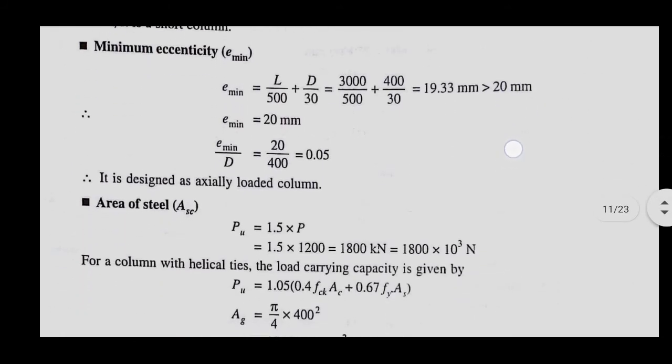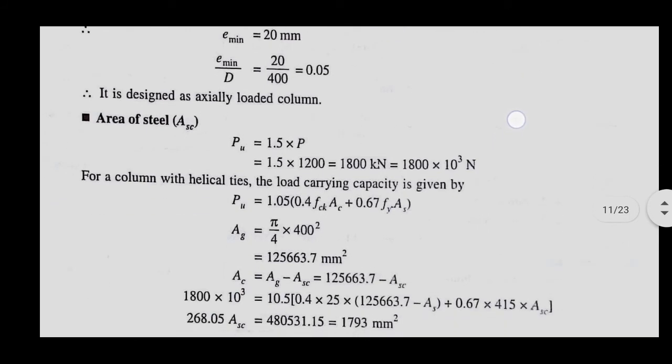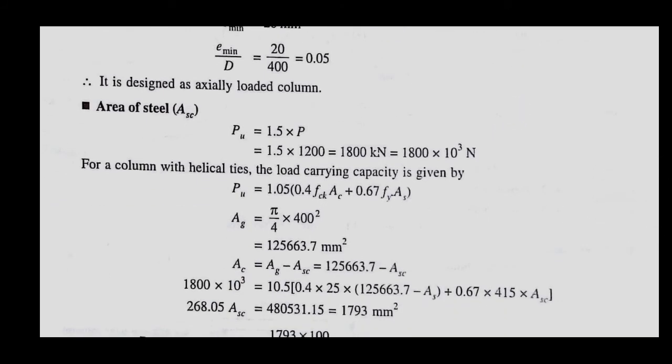Now the area of steel. The first step is Pu. To find Pu, you have to multiply the partial safety factor 1.5 into the axial load P. 1.5 into 1200 is equal to 1800 kilonewton, or 1800 into 10 cube Newton. Now for a column with helical ties, the load carrying capacity is given by Pu equals 1.05 into 0.4 Fck Ac plus 0.67 Fy Asc, as per clause number 39.4.